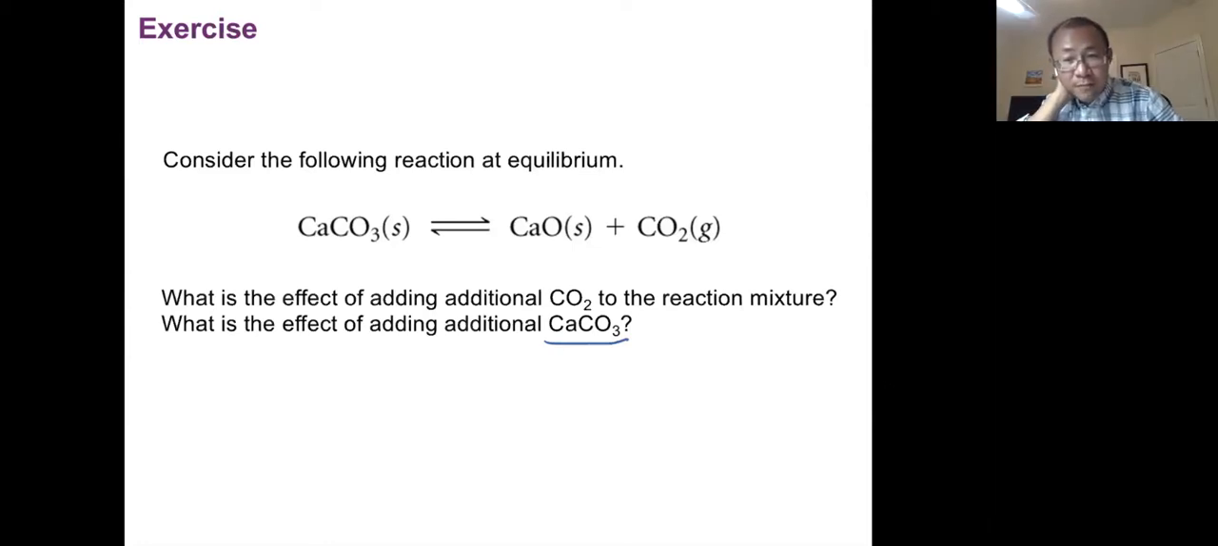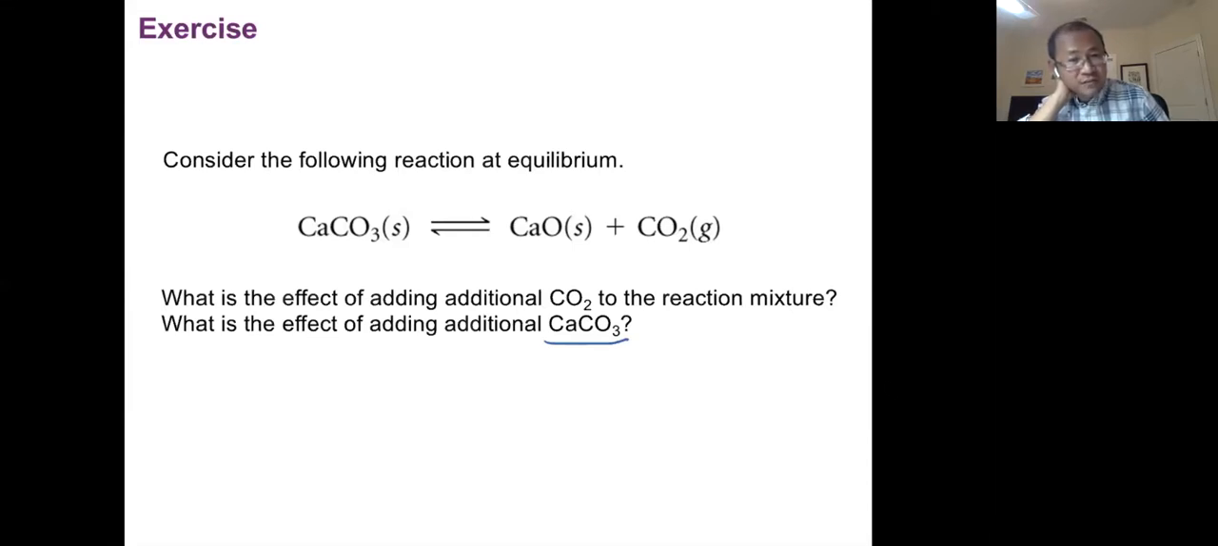Adding CO2. CO2 is a what? A product. Adding product will shift the equilibrium to where? To the left. Why? Because when adding product, the equilibrium wants to reduce the stress. What's the stress? Too much CO2. How to get rid of it? Shift to the left and use it. So adding CO2, the equilibrium shifts to the left.